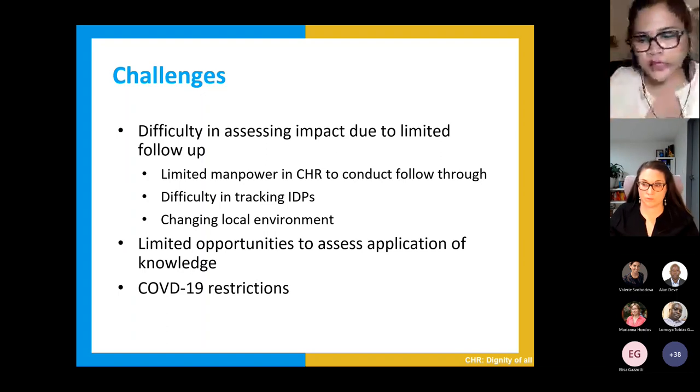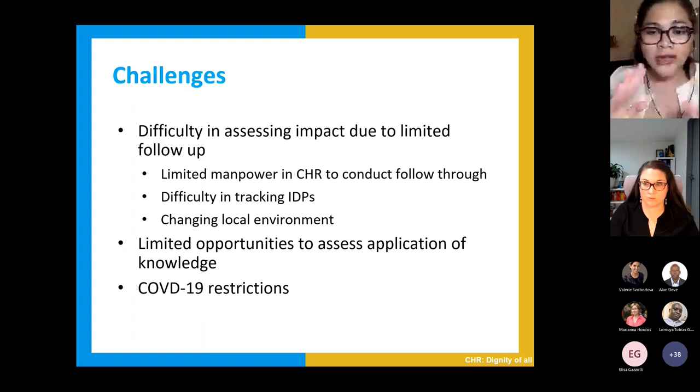When we do our orientations, for example, in IDP sites, next thing, they might be moving to another, like a transitory shelter, or they might be moving back to their homes. And it's quite difficult now to track them, just to check if there are changes in their attitudes and behaviors. Also, changing local environment, for example, issues on mobility because of COVID-19. The restrictions make it difficult for us to access communities. Also, local politics affect how, for example, the commission reaches the communities so we can conduct our assessments. So these are just some of the factors that we see on the ground.